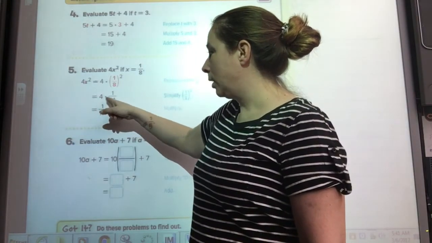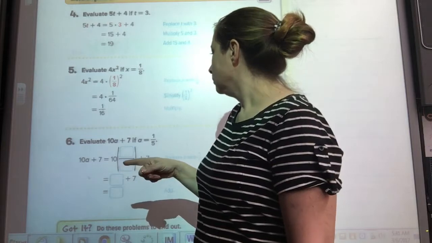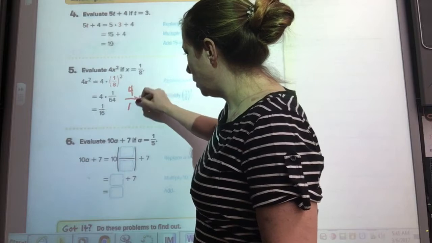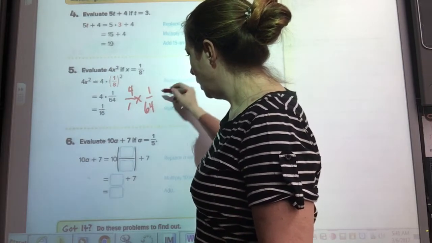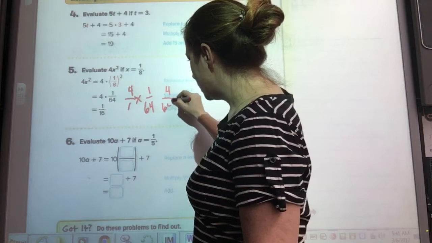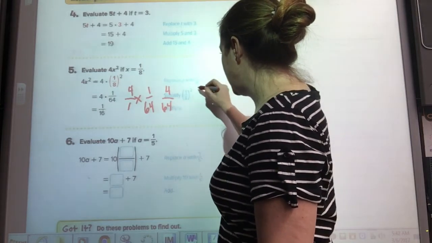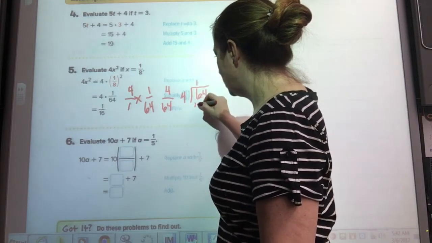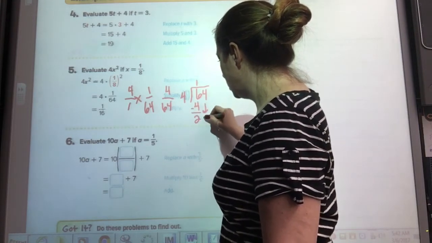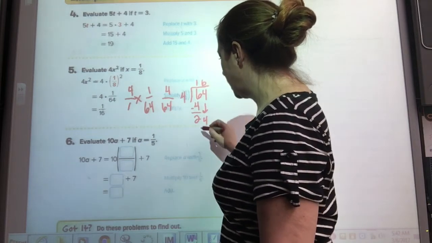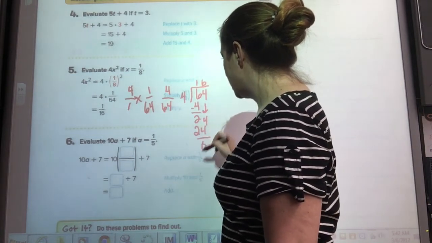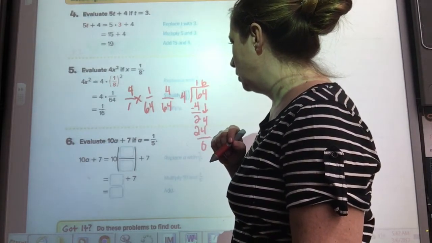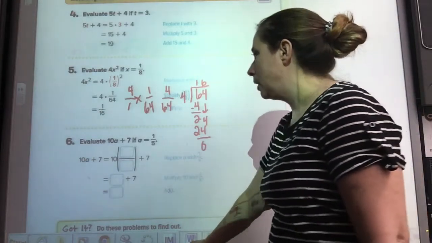Then they did 4/1 times 1/64, and they had to simplify it. So they did times, and they would have gotten 4/64, and then off to the side they would have divided. That's how they got 1/16. Okay? Alright, down below.